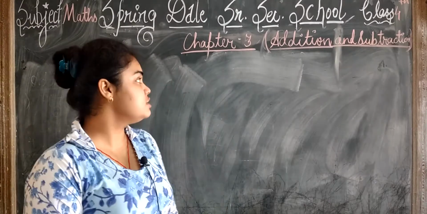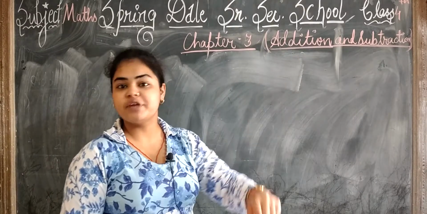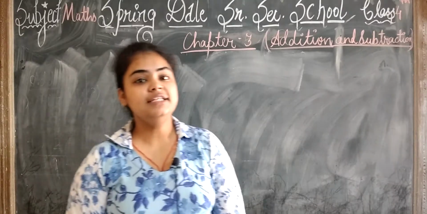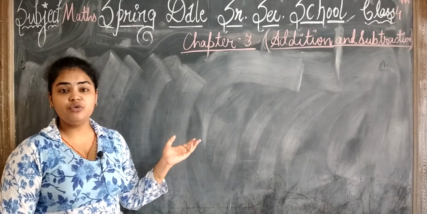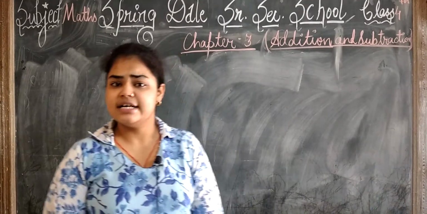Today we are going to start a new chapter, chapter number 3, addition and subtraction of class 4. In this chapter we are going to add 4 digit numbers. What numbers are we going to add? The 4 digit numbers.